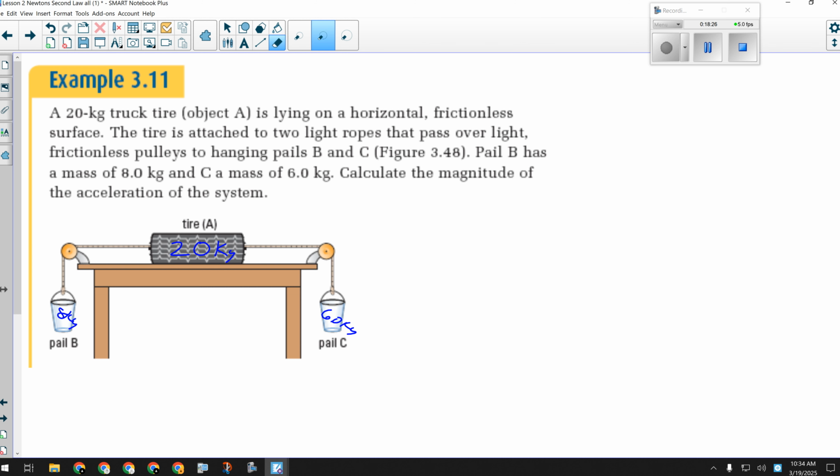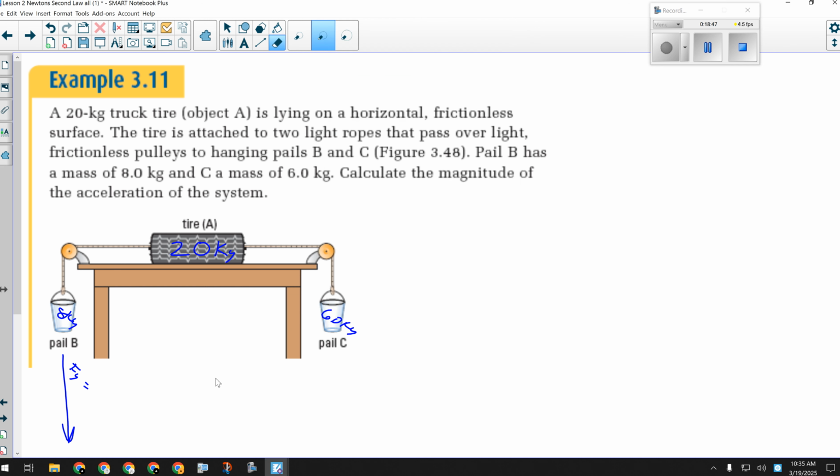That said, how many forces are acting in this system? Two: force of gravity on pail B, and force of gravity on pail C. Those are the forces we have acting here. So we could say, all right, we've got this force of gravity here. It's going to be 8 times 9.81.